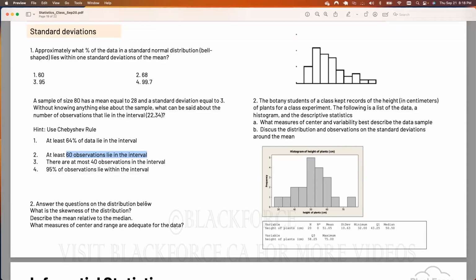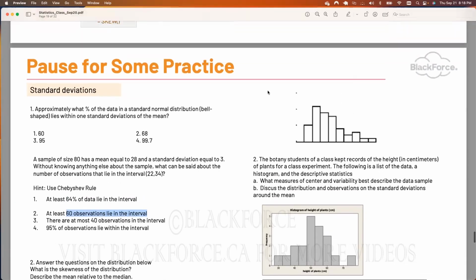Yeah, what's the other question? So what type of skewness is the distribution in the picture?